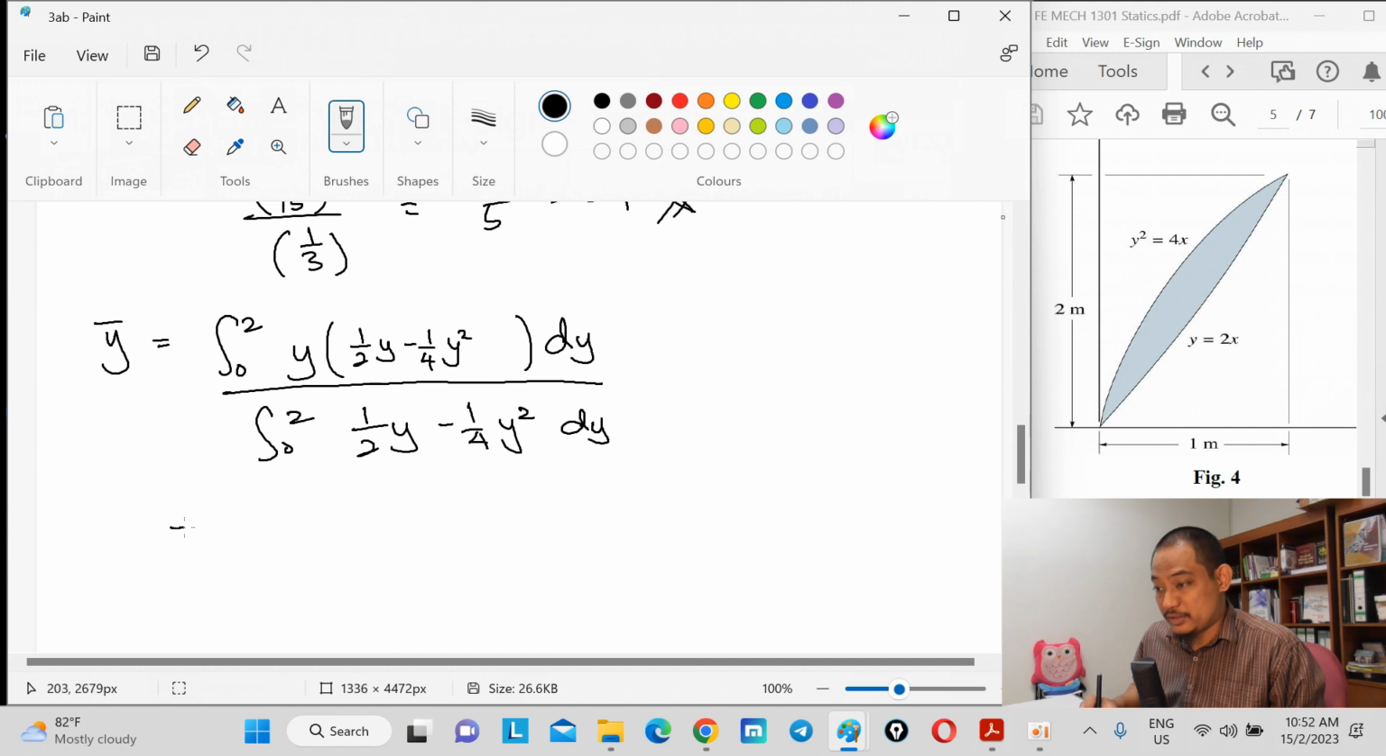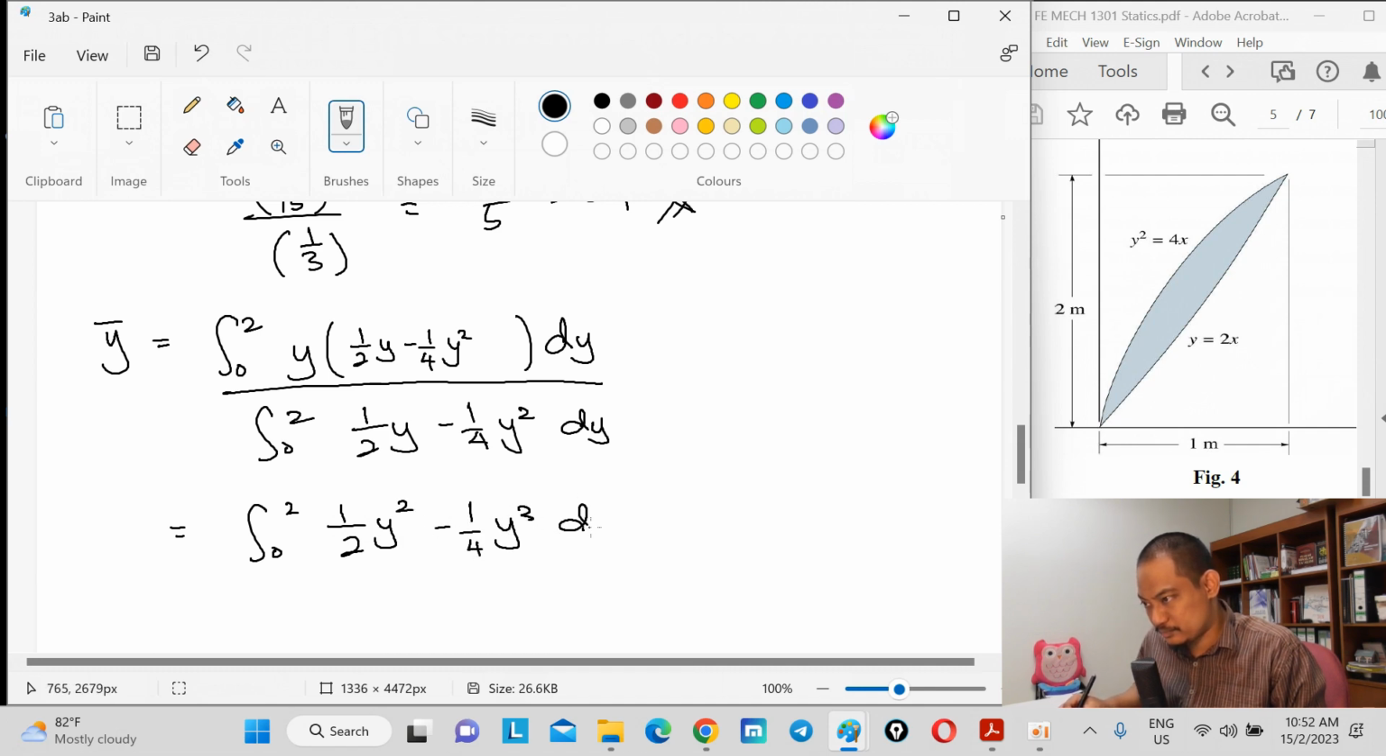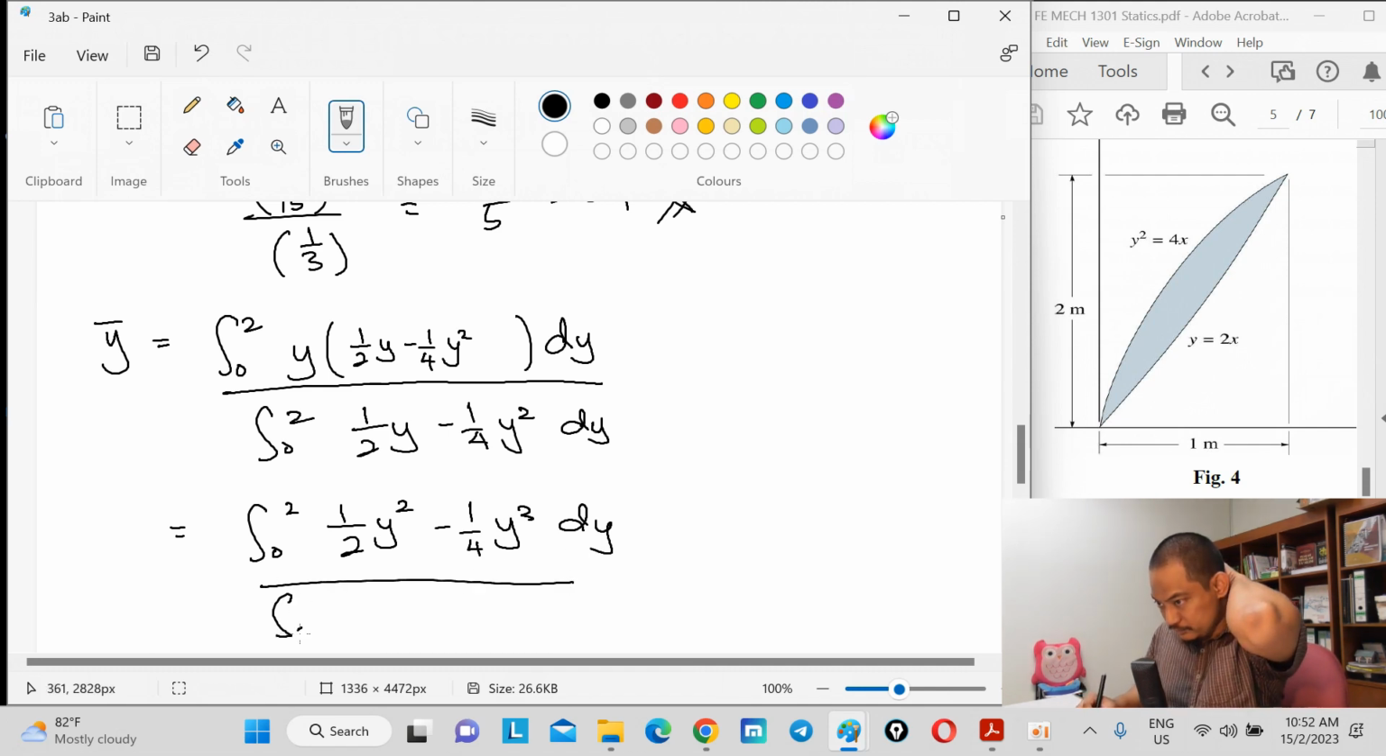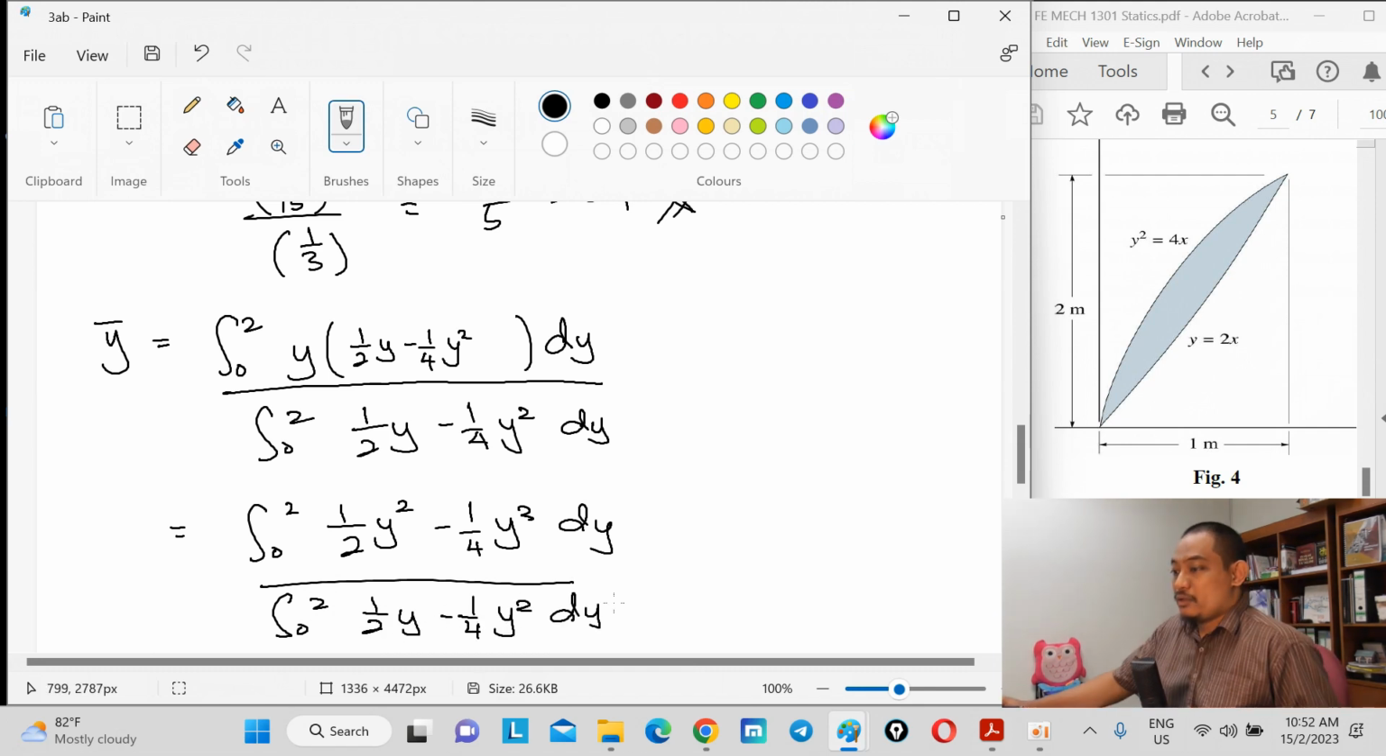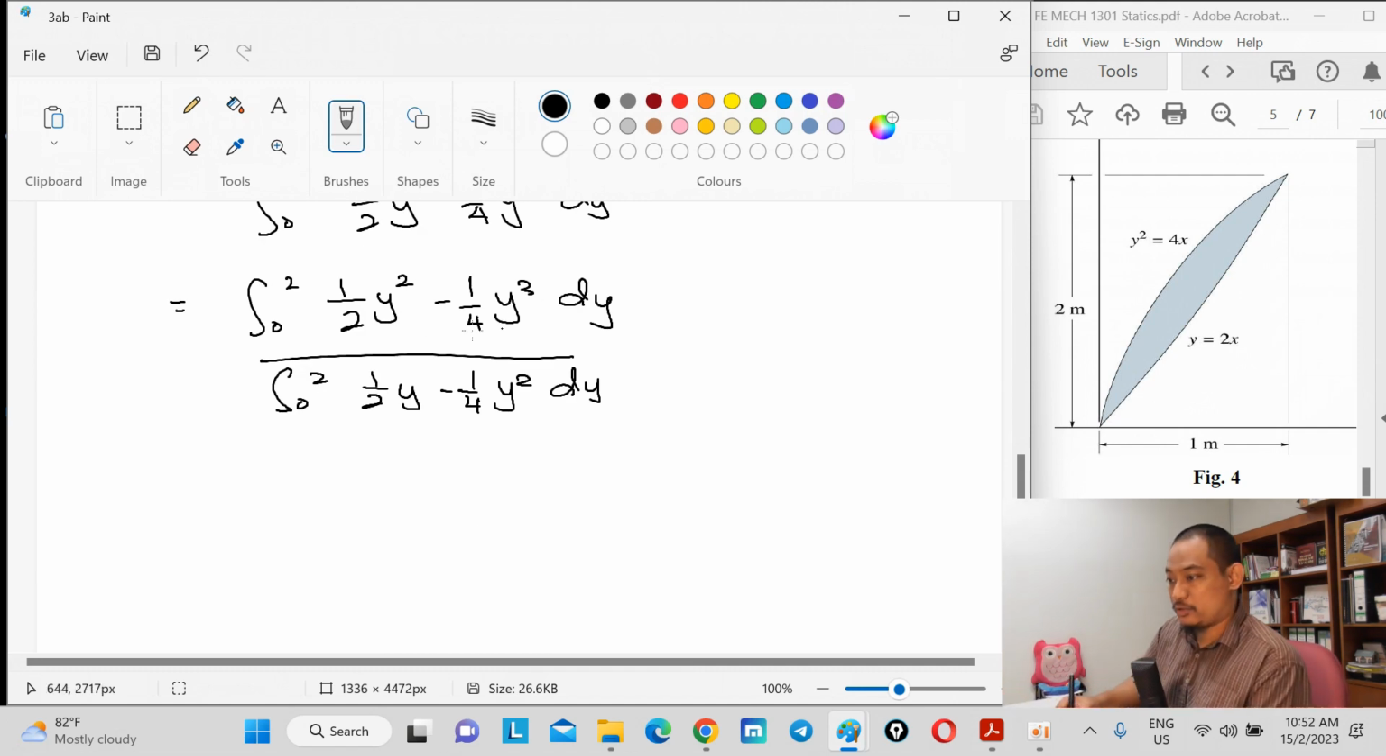Okay, so to integrate, first expand. All right, so what is this? Okay.